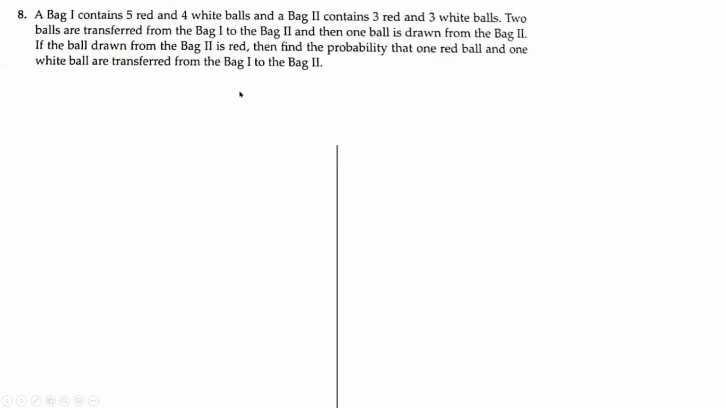So here we have bag 1 consists of 5 red and 4 white balls. Bag 2 consists of 3 red and 3 white balls. 2 balls are transferred from bag 1 to bag 2, and then 1 ball is drawn from bag 2. If the ball drawn from bag 2 is red, we need to find the probability that 1 red ball and 1 white ball are transferred from the first bag to the second bag.